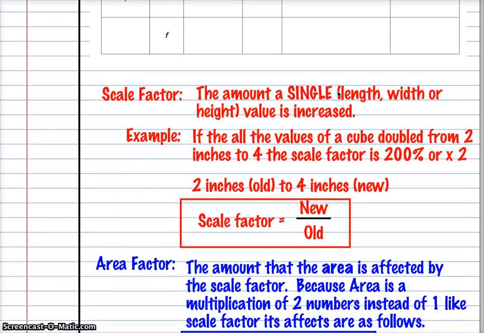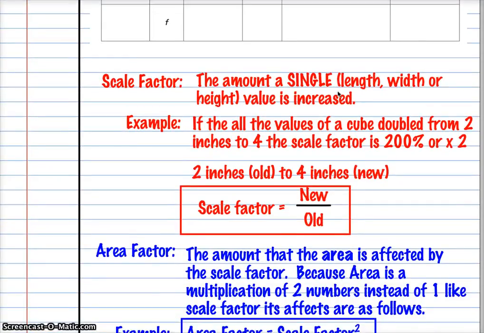So scale factor, as a reminder, the amount a single length, width, or height value is increased. So for example, if I have a length that's increased from 2 inches to 4 inches, my scale factor is the new value 4 divided by 2. So the new one divided by the old one. That's my scale factor. That's how much it changes. Now, scale factor can also decrease. In this lesson, we're only going to be increasing our scale factors.